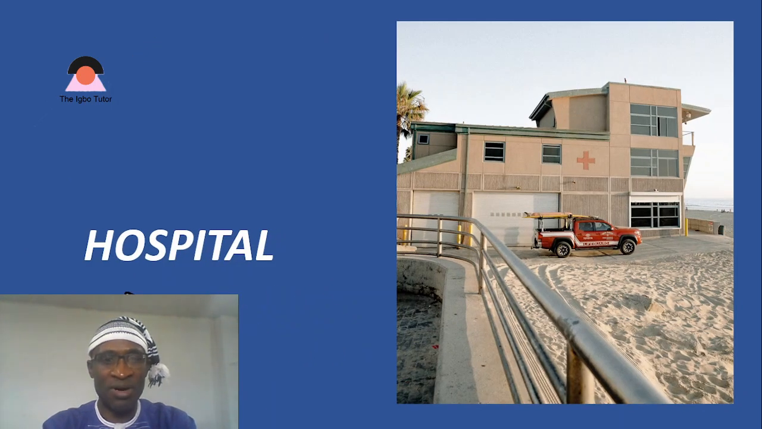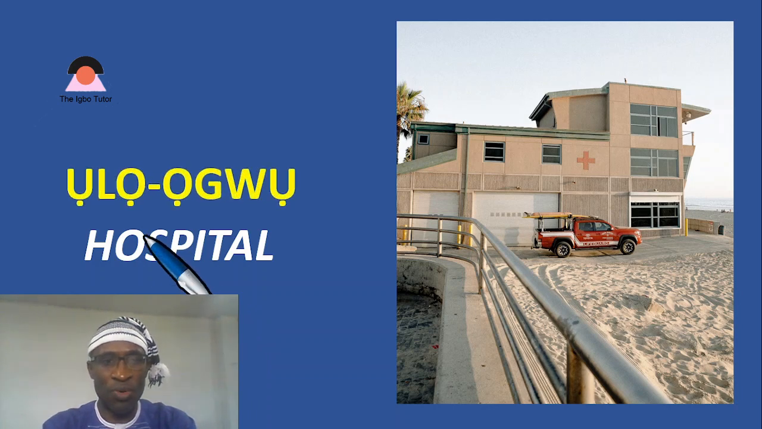Next, we have hospital. What is that called in Igbo? Of course, if you are following all along, you know it is ụlọ ọgwụ. We did not follow any order, but we followed alphabetical order in our arrangement. So this is ụlọ ọgwụ.